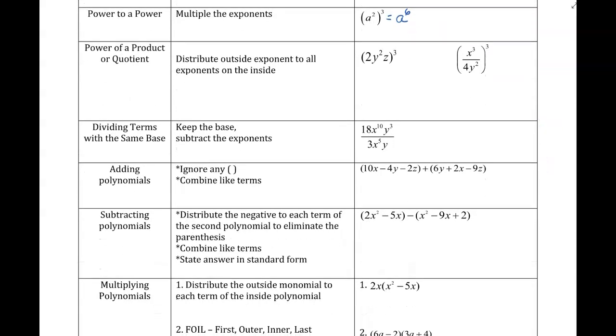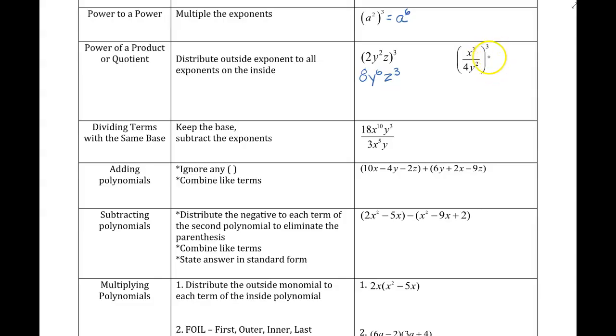If you have several parts of your term being raised to an exponent, you have to remember to apply everything to that exponent. So 2 cubed, we would have 8. Y squared and then cubed would be y to the 6th. Z to the 3rd would just be z to the 3rd.